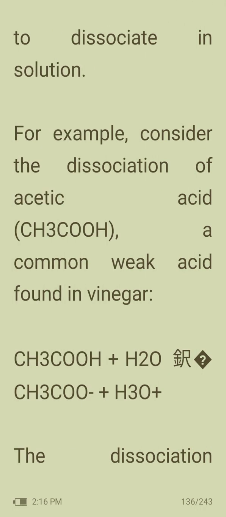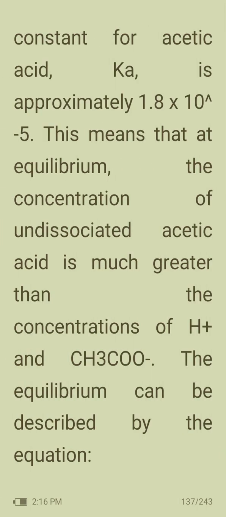For example, consider the dissociation of acetic acid, a common weak acid found in vinegar. CH3COOH plus H2O gives CH3COO- plus H3O+. The dissociation constant for acetic acid, Ka, is approximately 1.8 × 10⁻⁵.